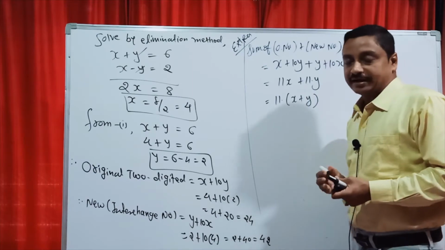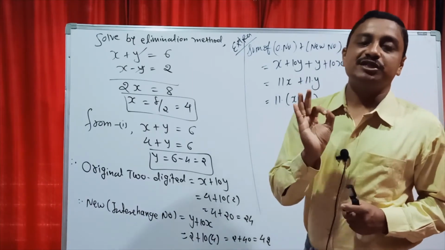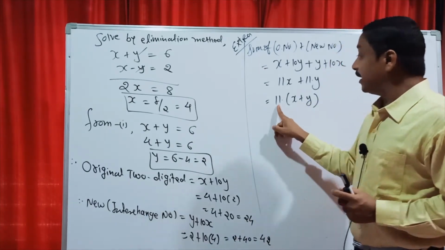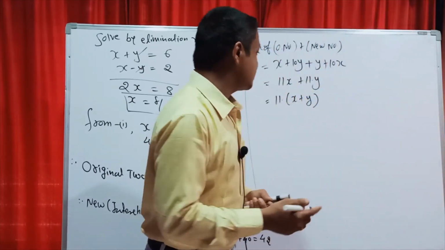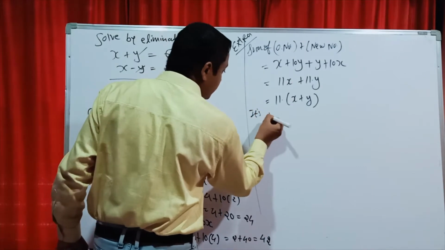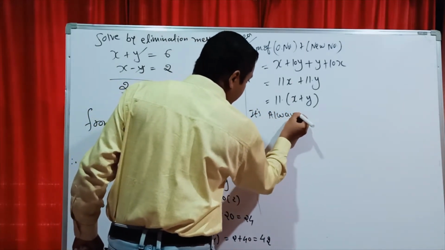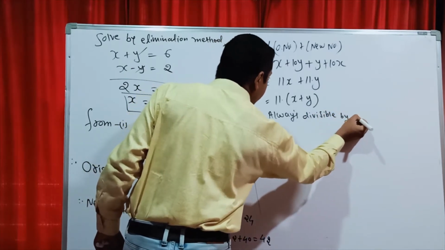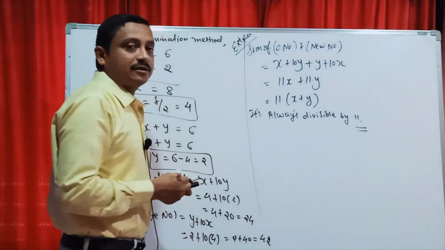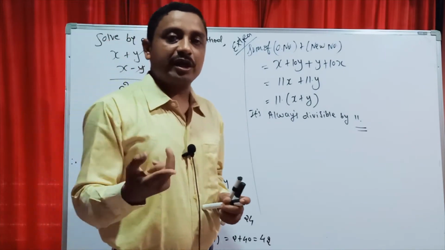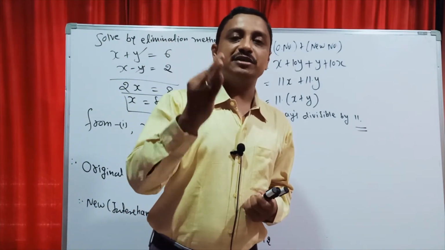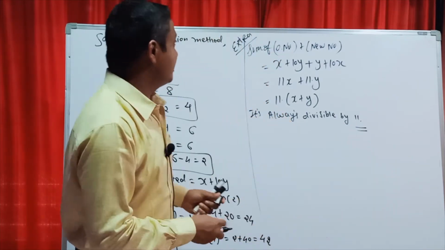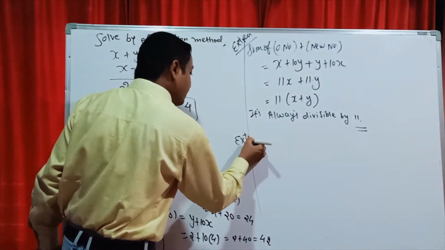Now my question is that the sum of the two-digit number and the interchanged number is always divisible by which number? So what is this answer? It's always divisible by 11. Yes, it is 11. And one more question, this is also extra.